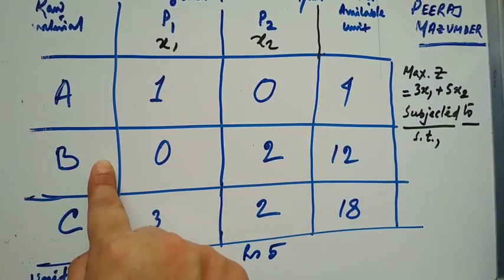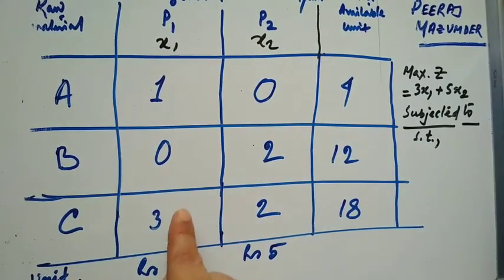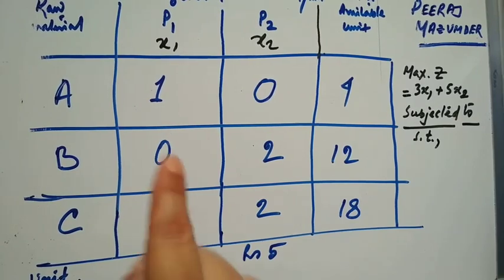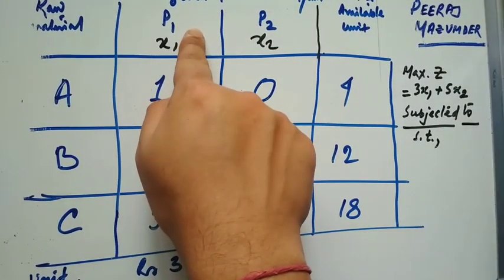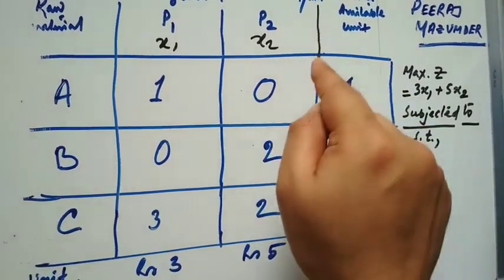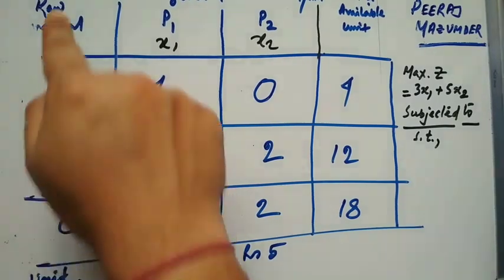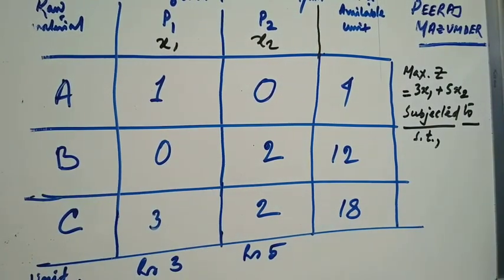B raw material. Okay. Similarly, for this particular P1 product, we are going to have 3 units for per unit production of P1. Okay. 3 units of raw material is needed. Similarly, for per unit production of P2 product, we are going to have 2 units of C raw material. Okay. Now I think it is clear to you.